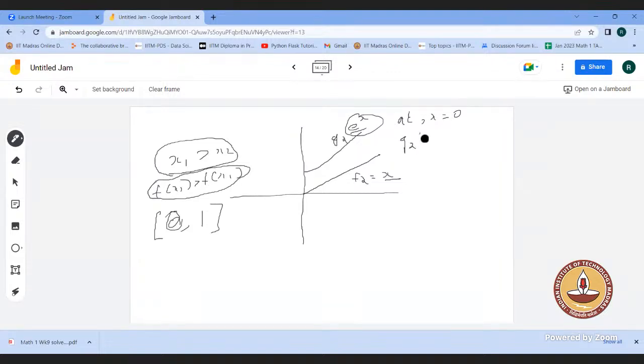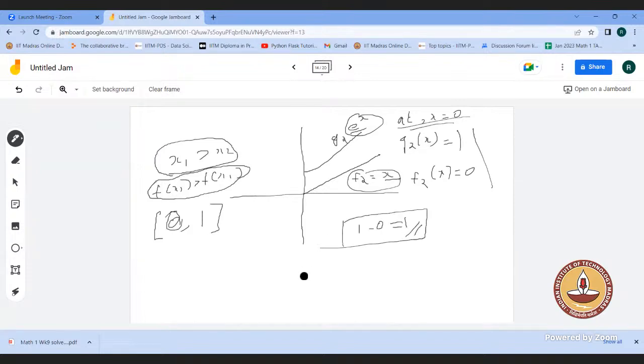So g2 of x is equal to 1, and the minimum value of this function is 0 at x equal to 0. So what is the difference between these two? 1 minus 0 would be 1, right? Everyone got this question? Yes, sir.